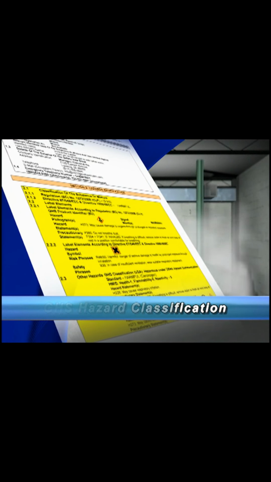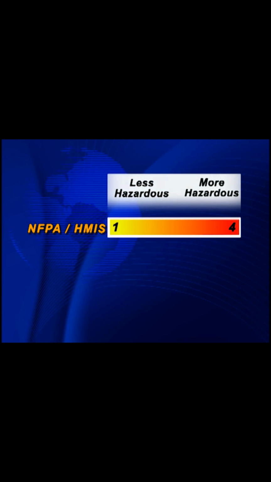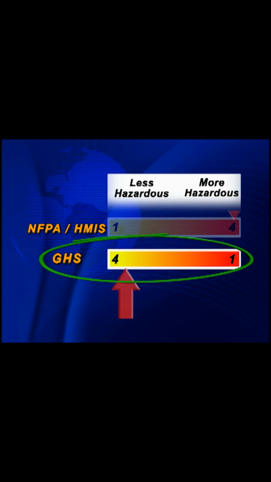The next section contains the GHS hazard classification for the substance or mixture, along with hazards not covered by the GHS, such as dust explosion. Elements from the container labels, such as precautionary statements and hazard symbols, also appear in this section. By the way, if you're familiar with the NFPA HMIS system of classification, you may have noticed a difference here. Under the old system, hazardous chemicals were ranked from 1 to 4, with the higher numbers indicating a more severe hazard. Under the GHS, however, the classifications go in the opposite direction. Level 4 is less hazardous, Level 1 more hazardous.